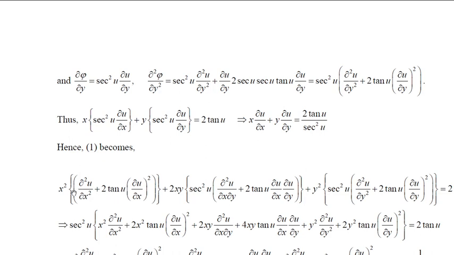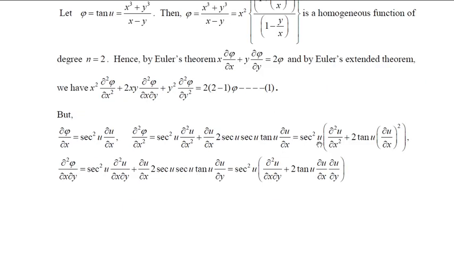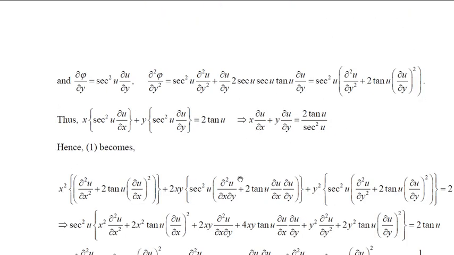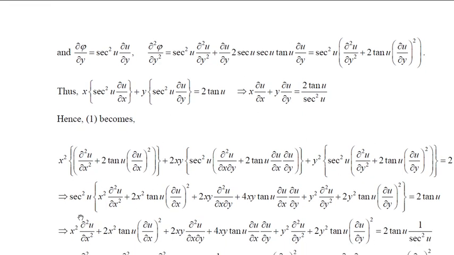Remember here secant square u is missing. You have to write secant square u, because in all of them secant square u is present. Here, here, here. Plus 2xy into, this is dou square phi by dou x dou y. Substitute it. Plus y square into, this is dou square phi by dou y square, is equal to 2 times phi. N is 2, phi is tan u. Now in all of them secant square u is common.